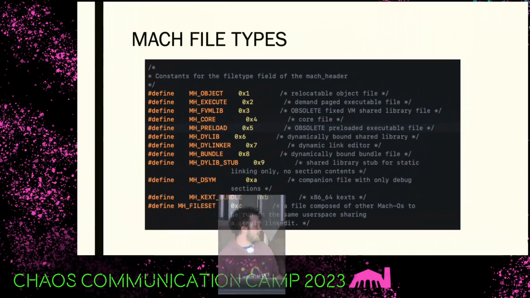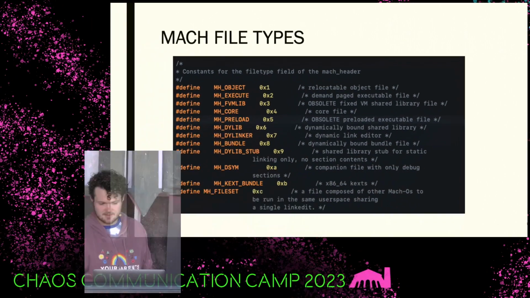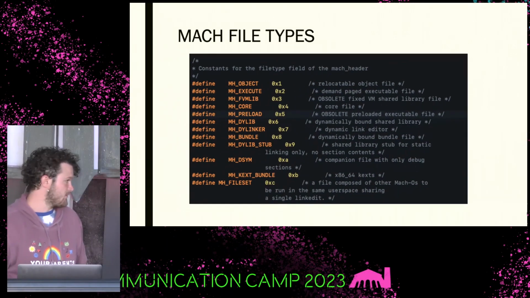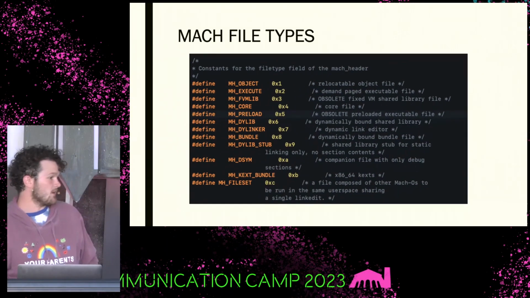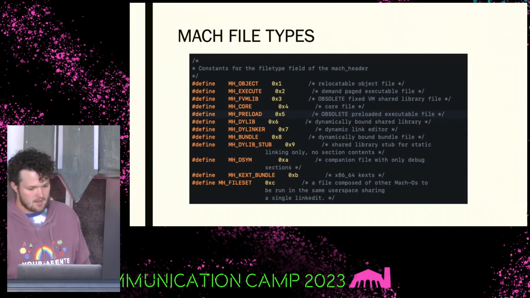Here are the various file types that are known. Presumably, Apple might have some more that they just don't publicly define. Object, that's like when you compile a C file. It's an intermediate object representation of machine code. Execute is just an executable. FVM lib is an obsolete VM file from the old days. Core is for when you get core dumps. So if you ever want to investigate core dumps, those are also Mach-O files. That's how Apple gets crash reports.